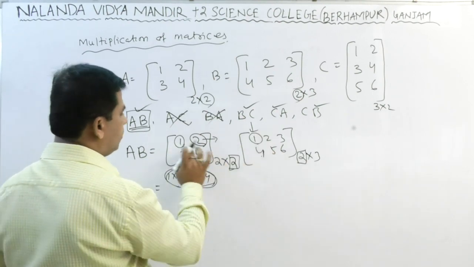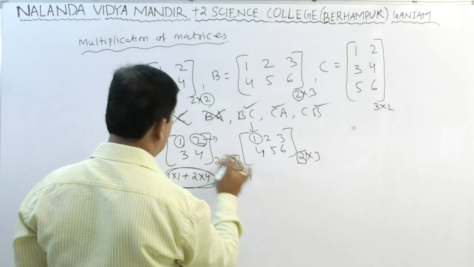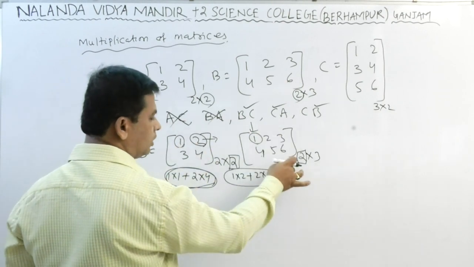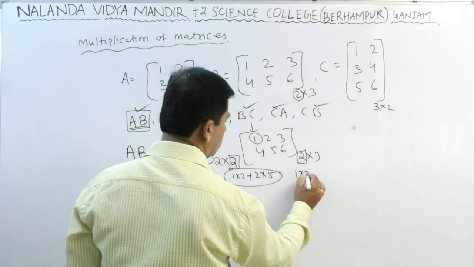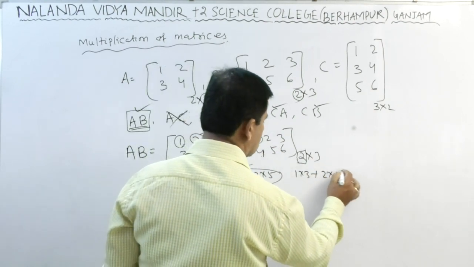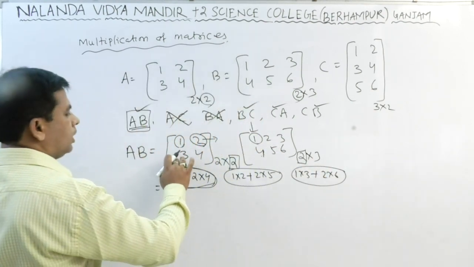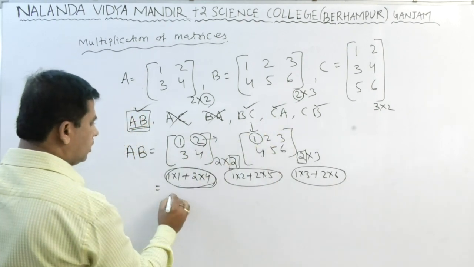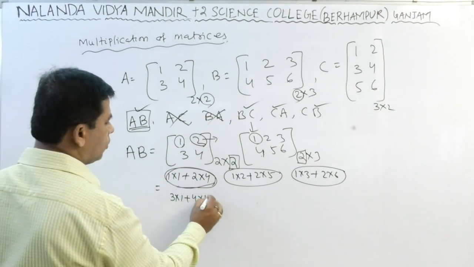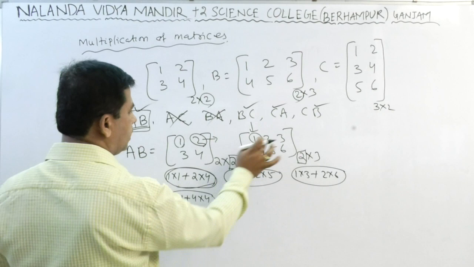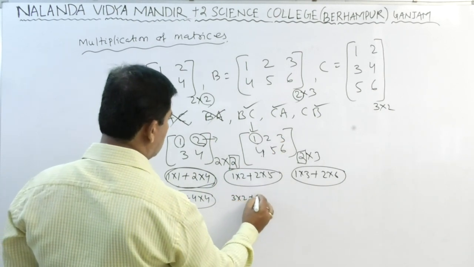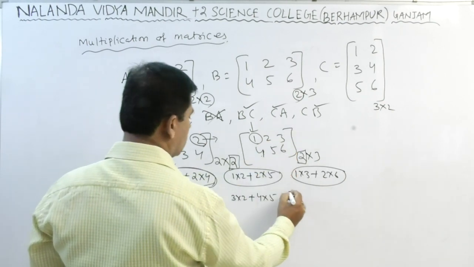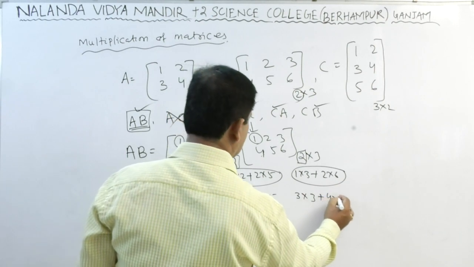Now the first row, second column: 1 into 2 plus 2 into 5. The first row, third column: 1 into 3 plus 2 into 6. Similarly, we can define the second row, first column, second row, second column, and second row, third column. The second row, first column is 3 into 1 plus 4 into 4. The second row, second column is 3 into 2 plus 4 into 5. Then the second row, third column is 3 into 3 plus 4 into 6.